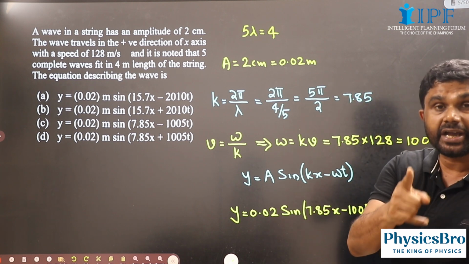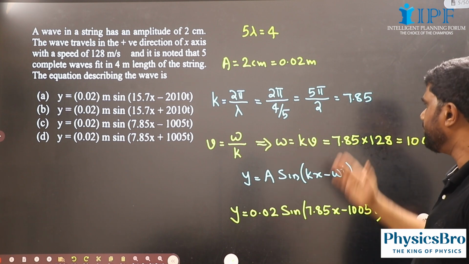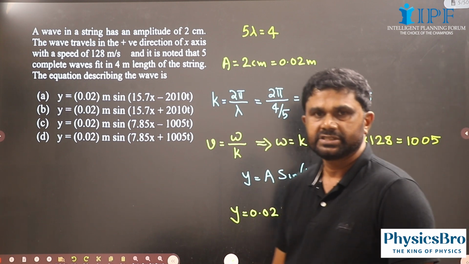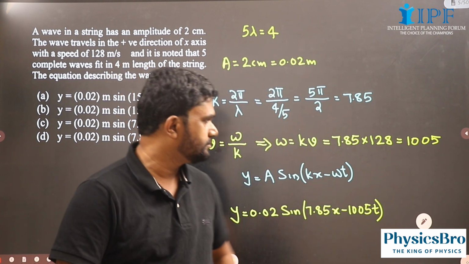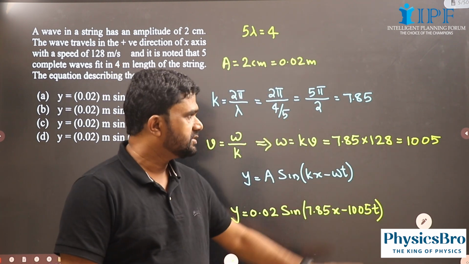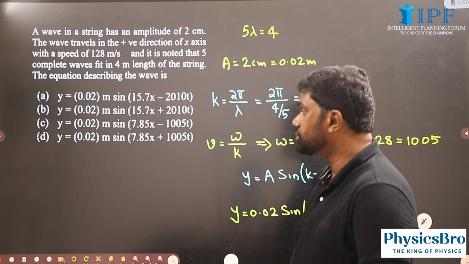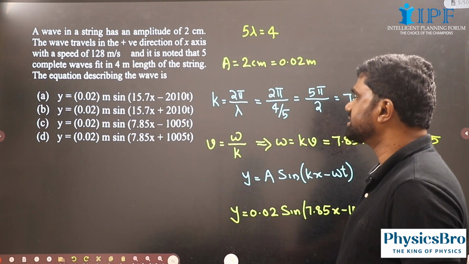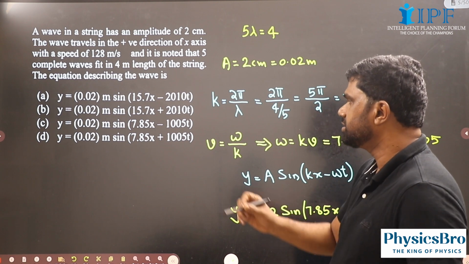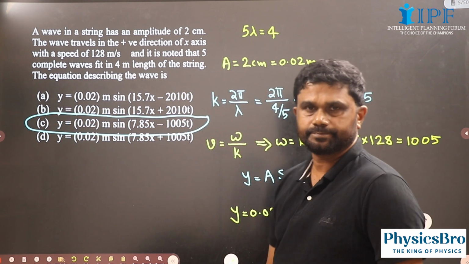And the speed is omega over k, so omega will be kv. K we have got 7.85 and v is 128. So 7.85 into 128, that is 1005. This is omega and this is k. So it must be kx minus omega t, that is 7.85 x minus 1005 t. So this must be the correct option.